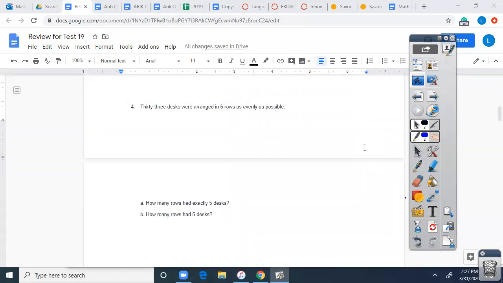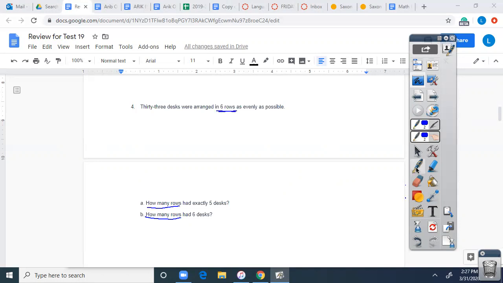We are solving 2 problems in this one question, A and B. So 33 desks were arranged in 6 rows. Your questions say how many rows, how many rows do you have total?